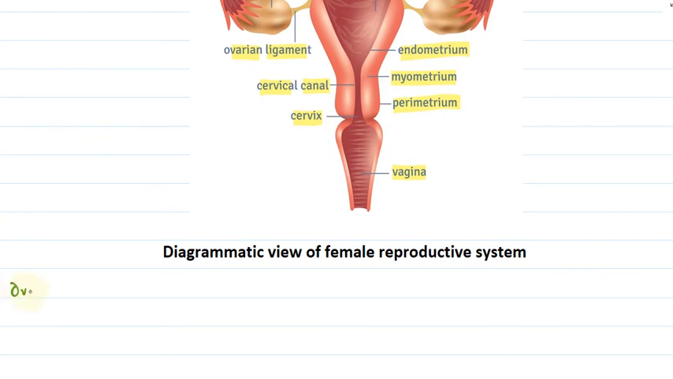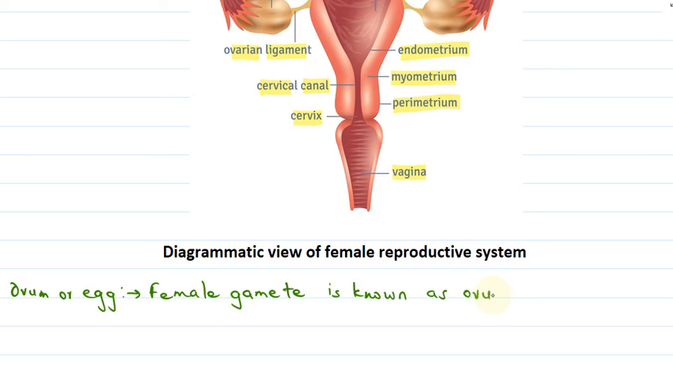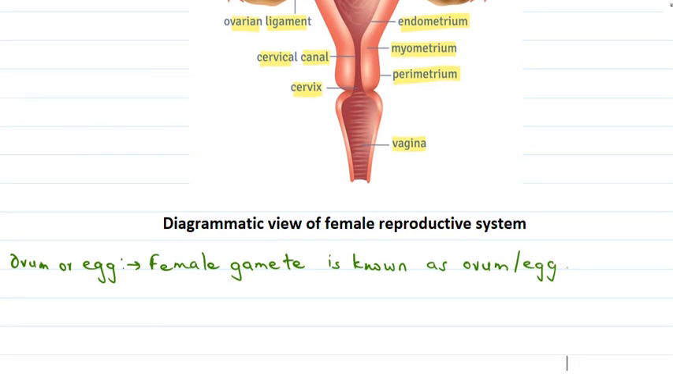So ovum, or we can call the same thing egg. The female gamete is known as ovum or egg. And as we had discussed earlier, this ovum or egg is released by the ovary.